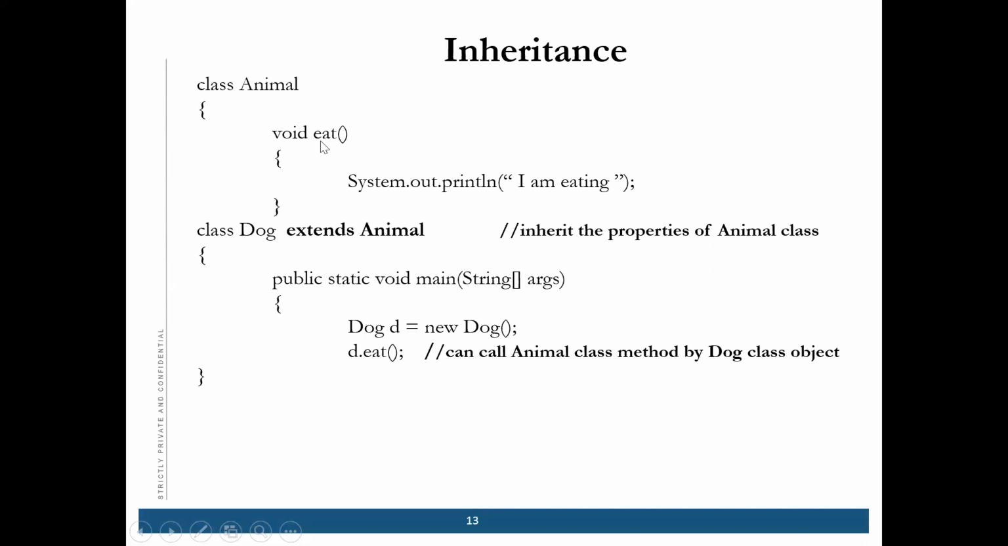But here we are creating an object of our class only, and inside this class there is no eat method, right? But because we are inheriting, we can use this method here. Clear to everyone? Any doubt?